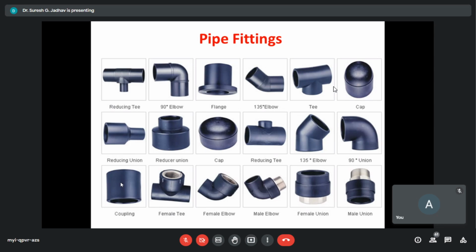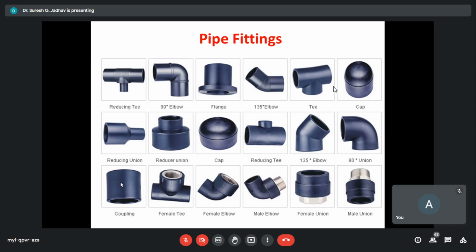Now the next component is a reducer. In a reducer, for reducing pipe size, it has two female connections into which different size pipes fit. It may also be made with one connection eccentric for free drainage of water.